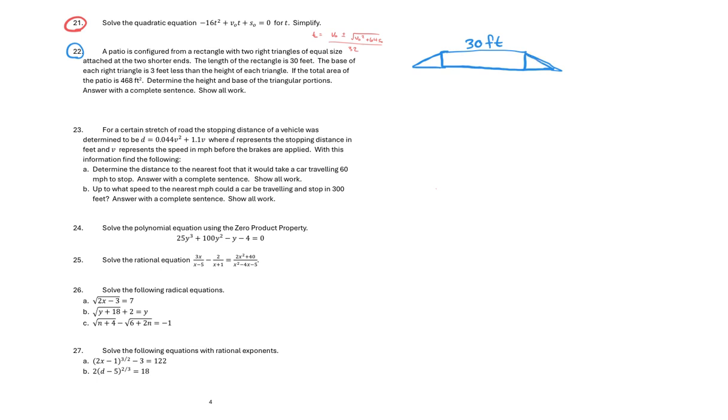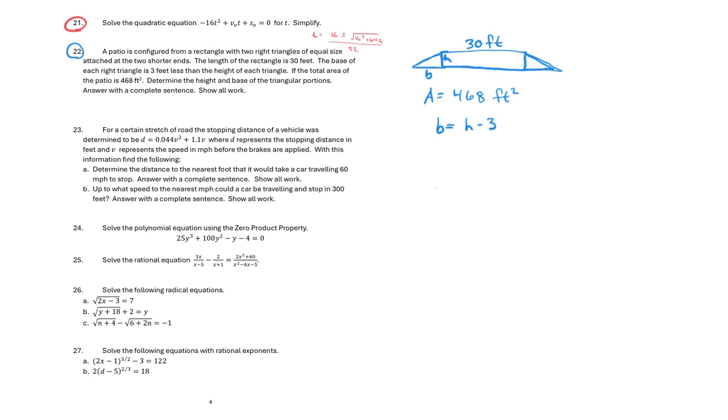Sorry, I'm not the best artist. So there we go. So we also know that the area of this whole thing is going to be 468 feet squared, and that the base of each right triangle is 3 feet less than the height. So I'm going to write that the base of each of these is our height minus 3. So each one of these triangles has a b and an h here.